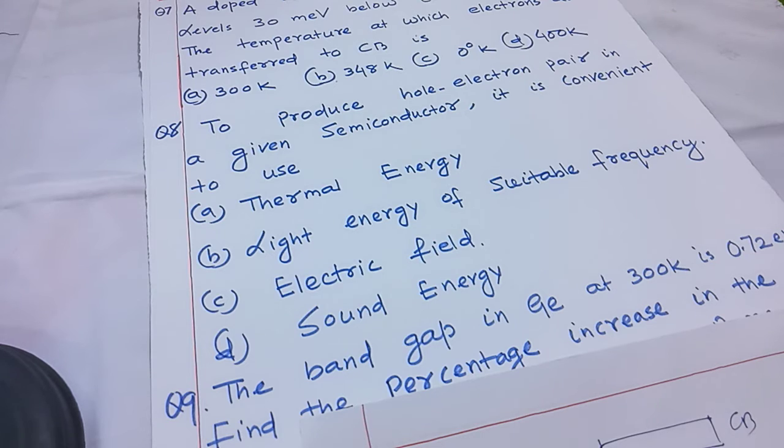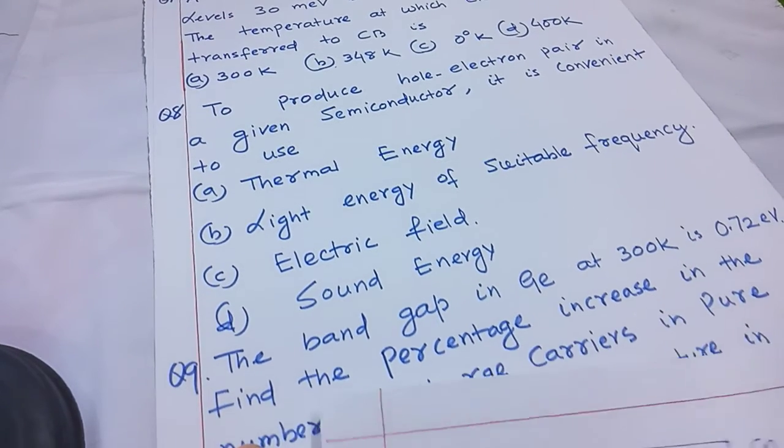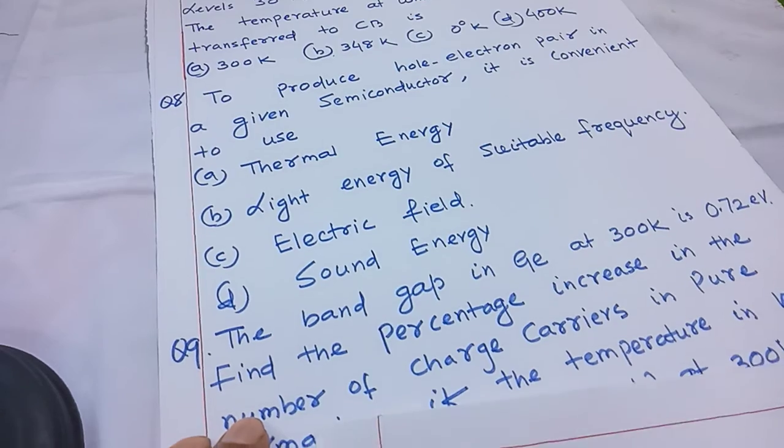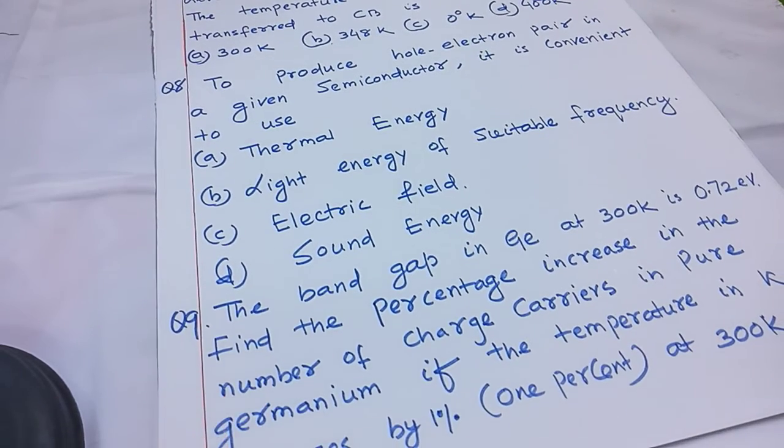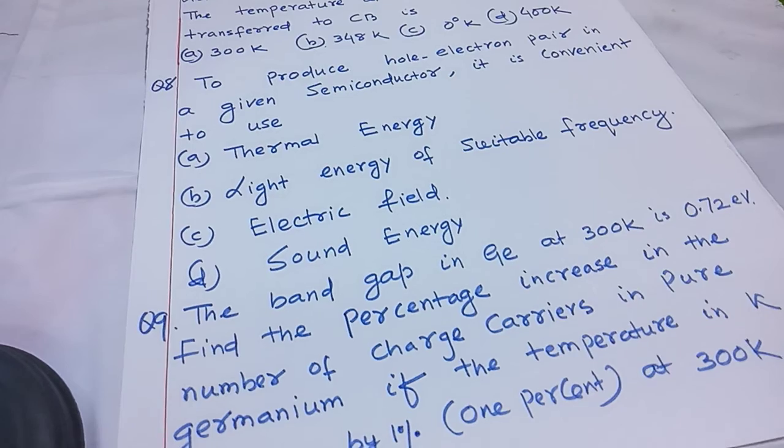You can choose either silicon or germanium. You can work out mathematically and see that a very large electric field is required, a very large amount of temperature is required, and of all these, light energy of suitable frequency is very suitable for producing a hole electron pair in a semiconductor.